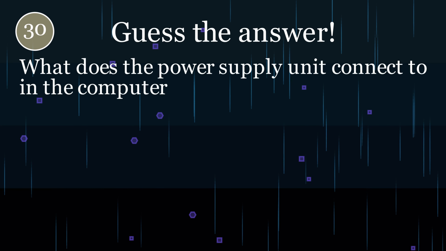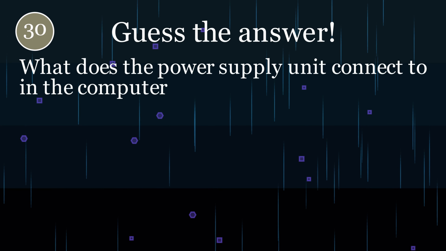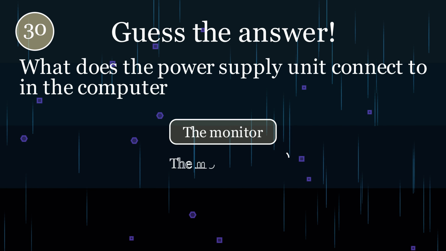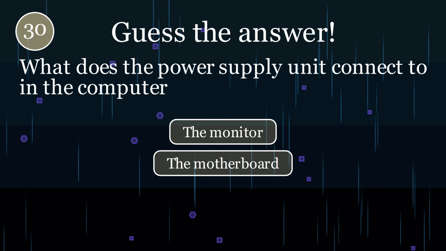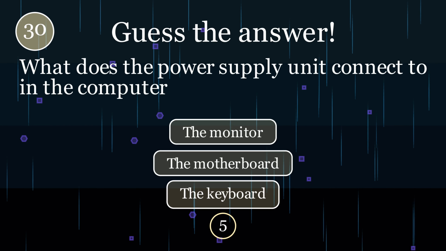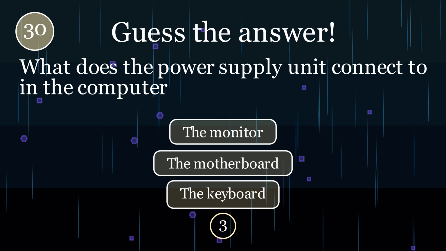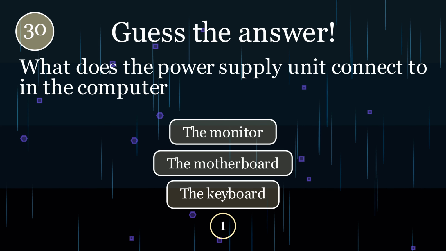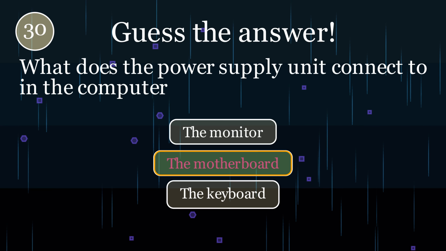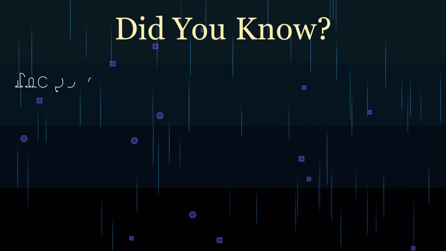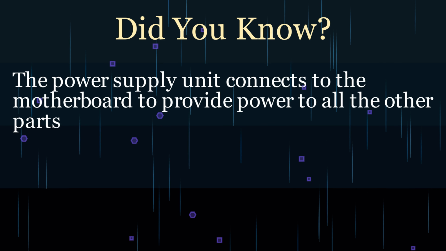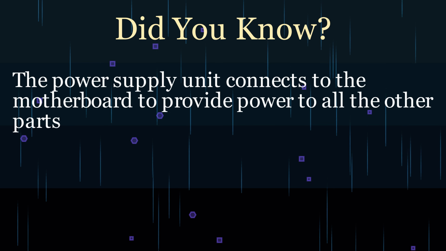What does the power supply unit connect to in the computer? The monitor, the motherboard, the keyboard. The correct answer is the motherboard. Impress your friends with this fact: the power supply unit connects to the motherboard to provide power to all the other parts.